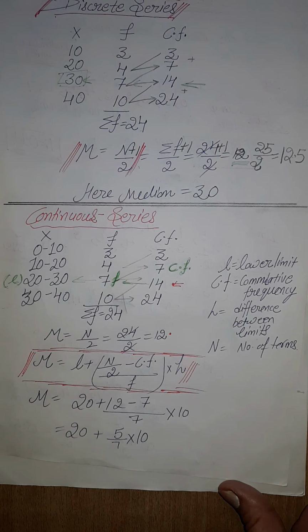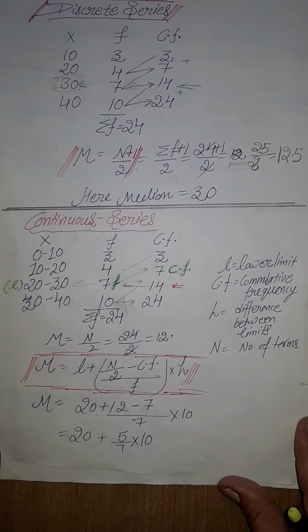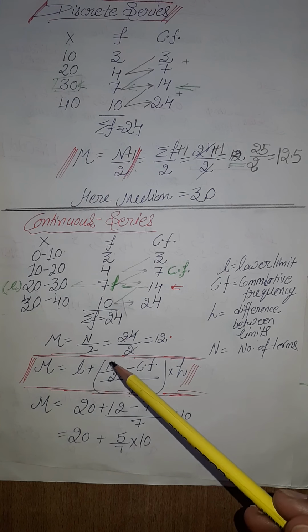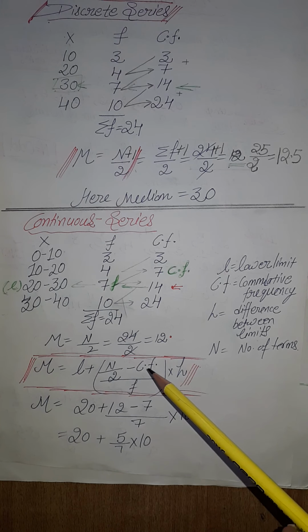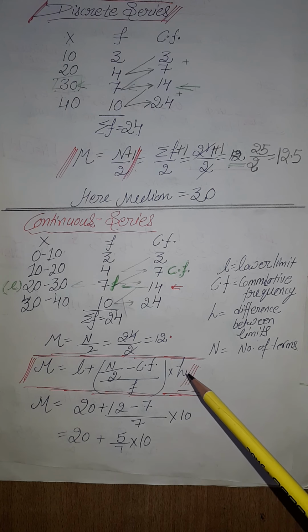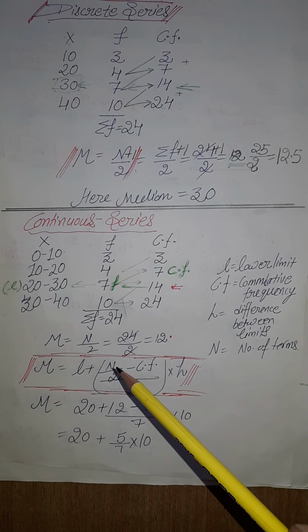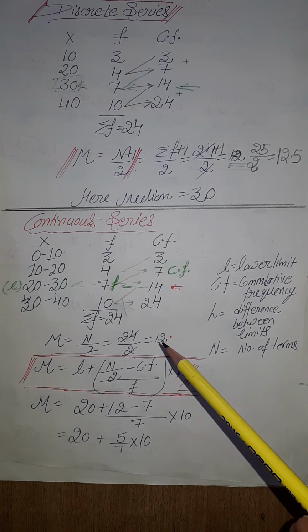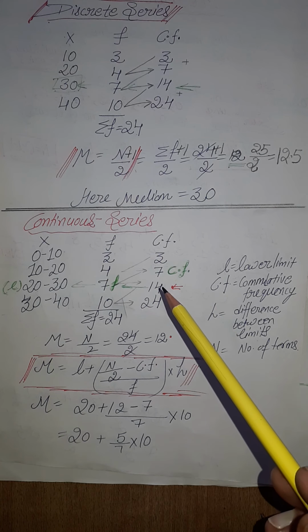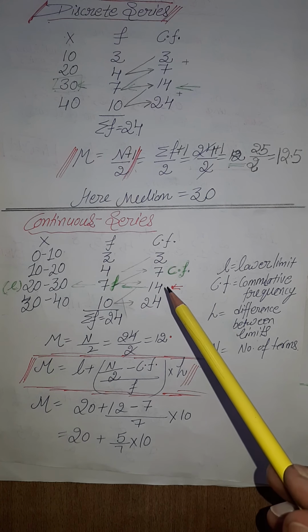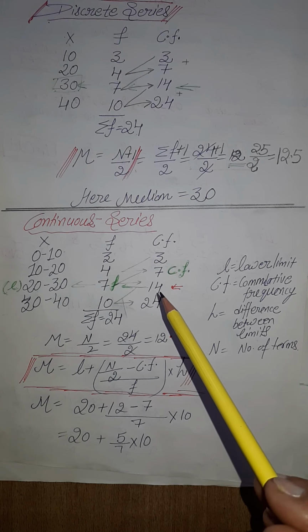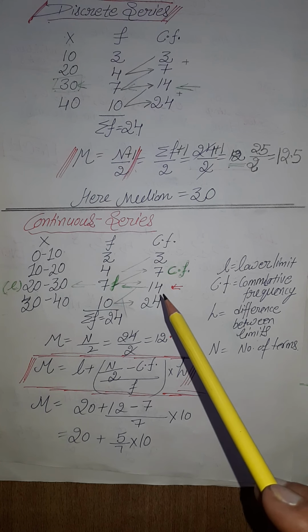Now, we write our identity, that is, m is equal to L plus n by 2 minus Cf upon f into h. What is n? You know n is summation f. By dividing this by 2, you get 12. And you see the value of 12 in your cumulative frequency table. You get 14.